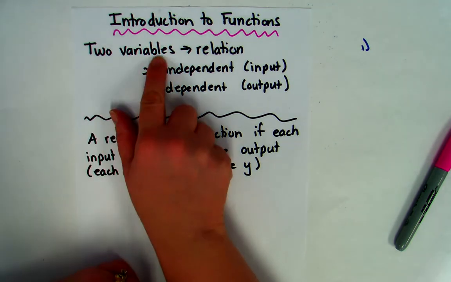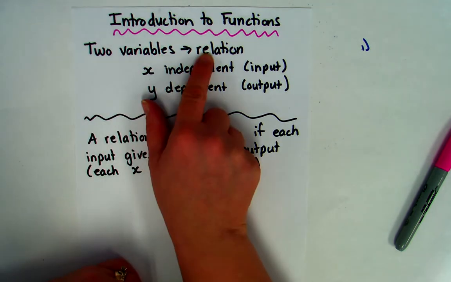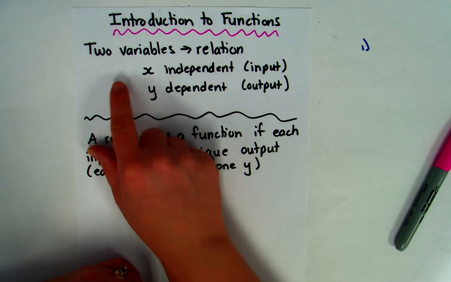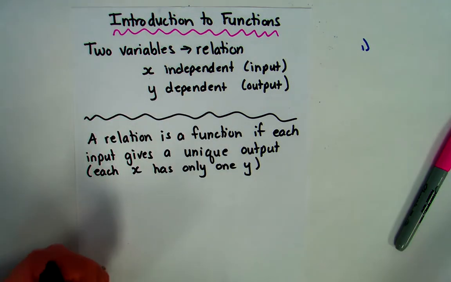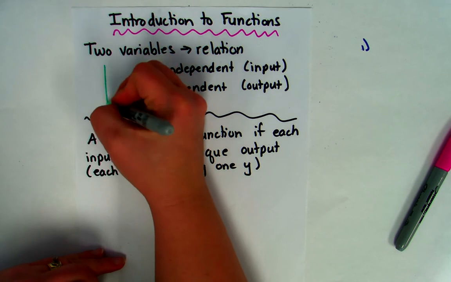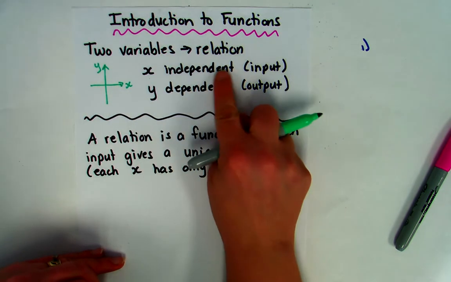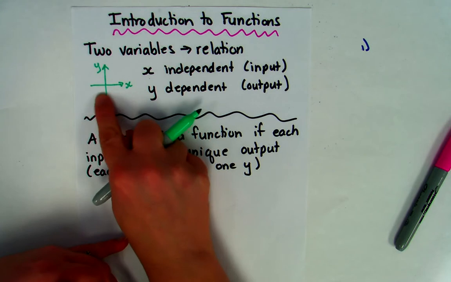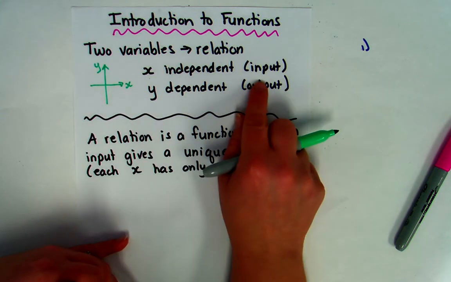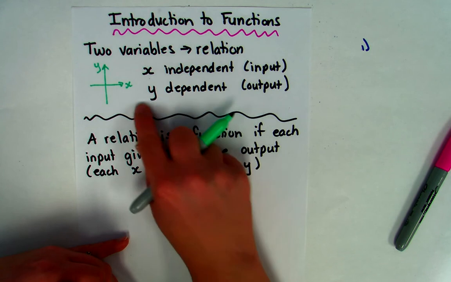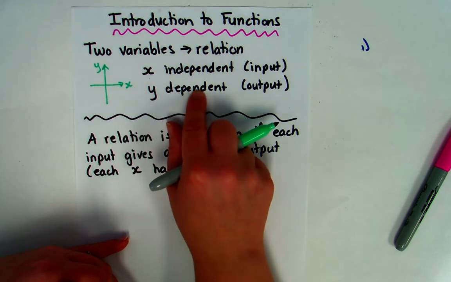So whenever you have two variables in math, that's considered a relation. The most common letters we use are X and Y because that's what we put on the XY plane. So we're used to graphing on a Cartesian or an XY plane. X is always the independent variable, it's always on the horizontal, and it's considered our input number. Y is considered the dependent variable, it's the vertical and it's the output.